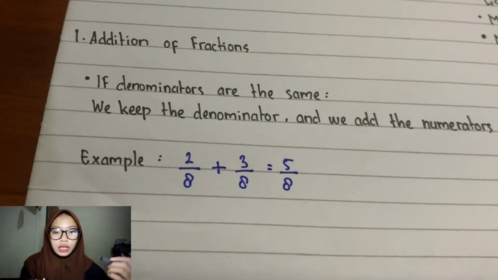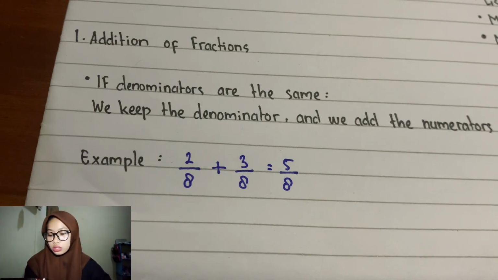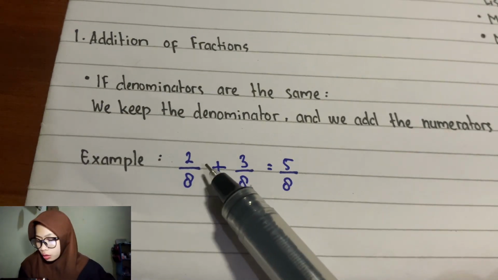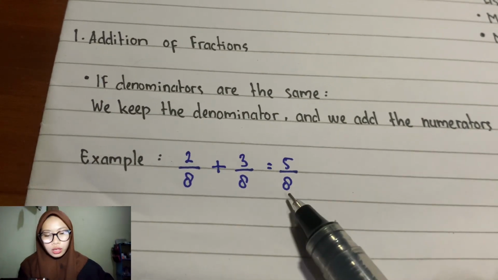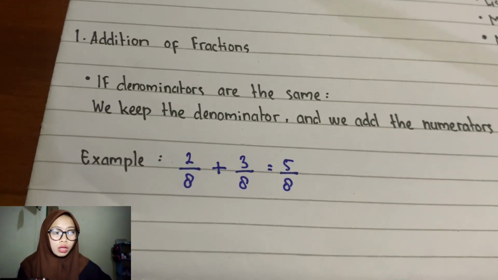Okay, first, addition of fractions. When we add fractions, the most important thing is the denominator. If the denominators are the same, we keep the denominator and we add the numerators. Example, 2 over 8 plus 3 over 8 equals 5 over 8. So we keep 8 as the denominator because both fractions are divided into the same number of parts.